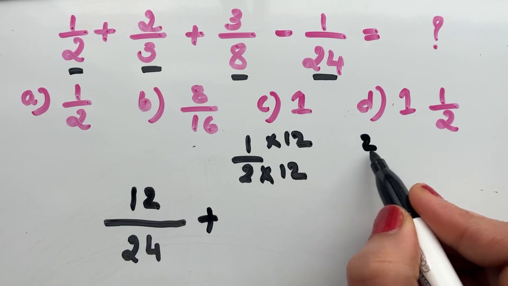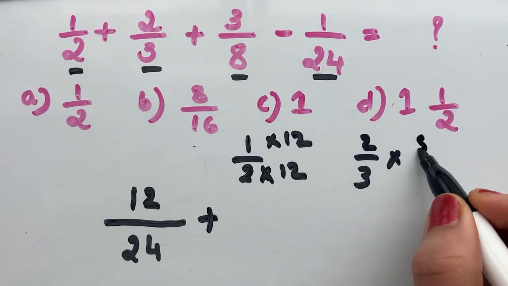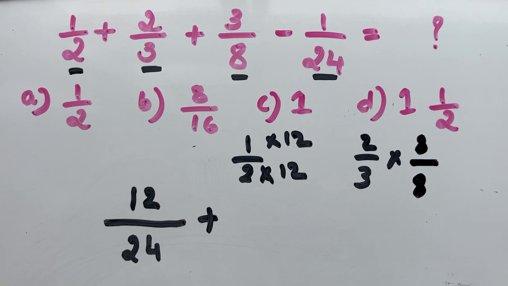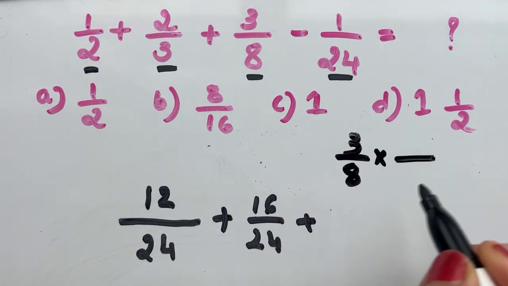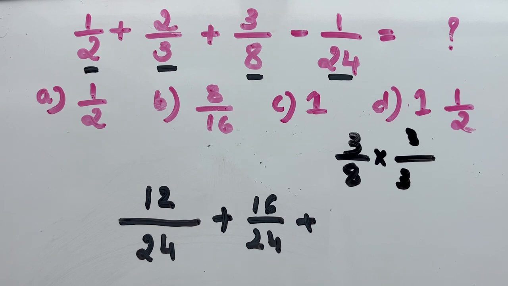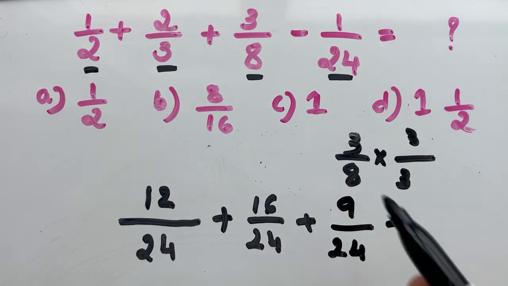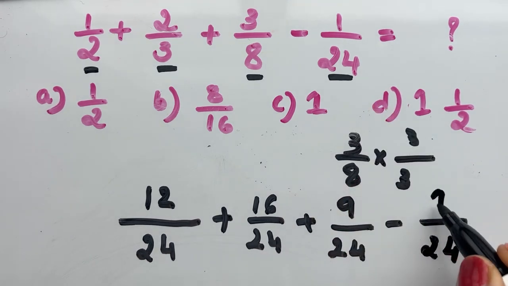2/3, here you can see. 3 is the denominator, you have to make it 24, so you will multiply by 8. You have to multiply both numerator and denominator by 8. So 3 times 8 is 24, 2 times 8 is 16. So our second fraction became 16 over 24. Now the third fraction is 3 over 8. To make the denominator 24, 8 is there already, you have to multiply by 3. 8 times 3 is 24. Now 3 times 3 is 9. So numerator 9, denominator 24. Minus the fourth fraction, 1 over 24. Denominator is 24, so you need not change anything in this fraction.